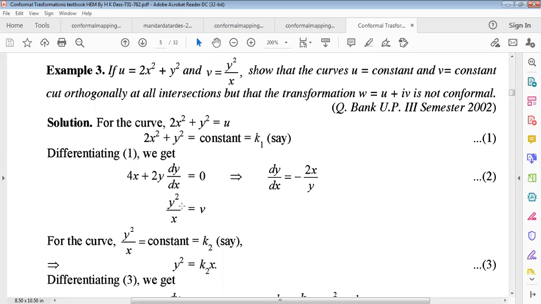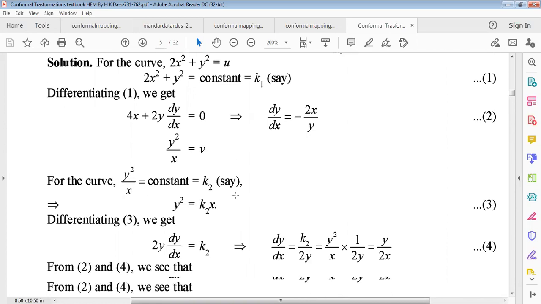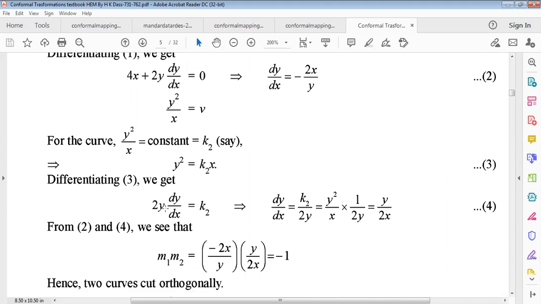For the other given curve, y square by x equals v, and v is also constant as given in the example. So for the second curve, y square by x equals constant k2, and y square equals k2 x. Differentiating by a similar process, twice y dy by dx equals k2. Now dy by dx will be k2 by twice y. And k2 equals y square by x, so y cancels and we get dy by dx equals y by twice x only. This is equation number 4.